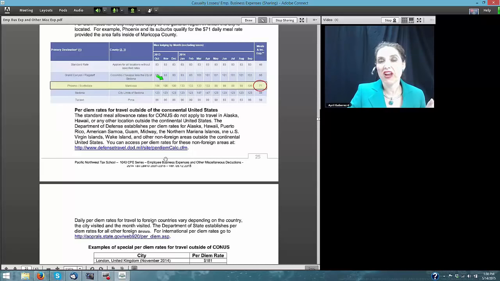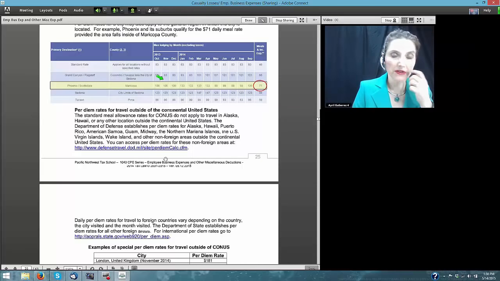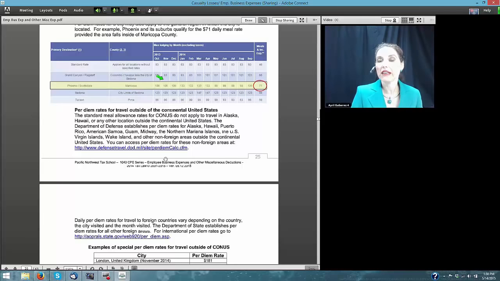You could stay with a friend and still get that $106 a day, or you could buy a hotel room for $200 a night and still get the $106 a day. But that $106 a day represents an amount that the employer can just give you as a per diem, and how you actually spend the money is up to you. Whether you keep it or spend it, it is not going to be taxable income to you.